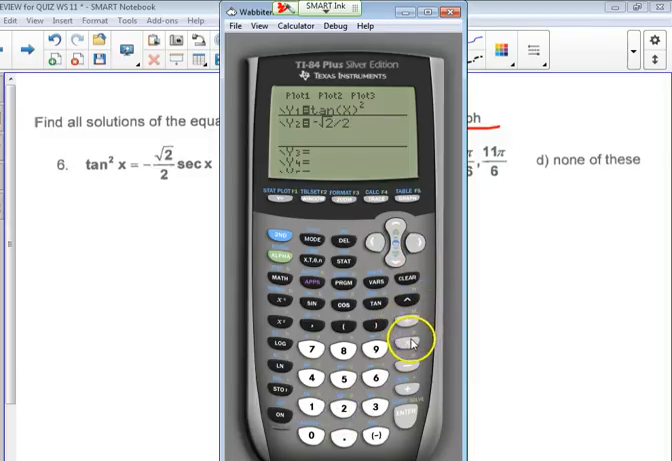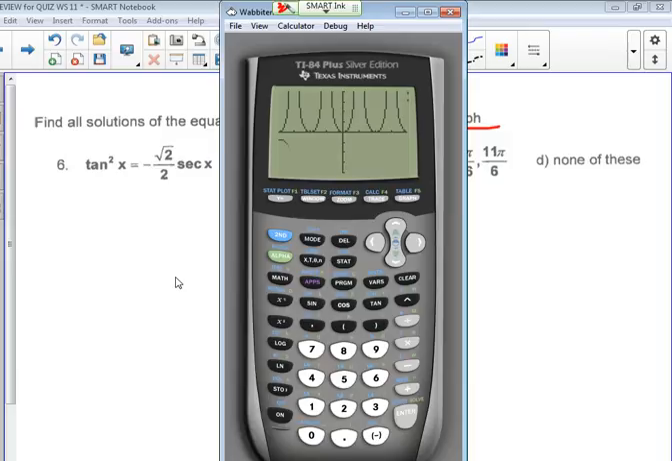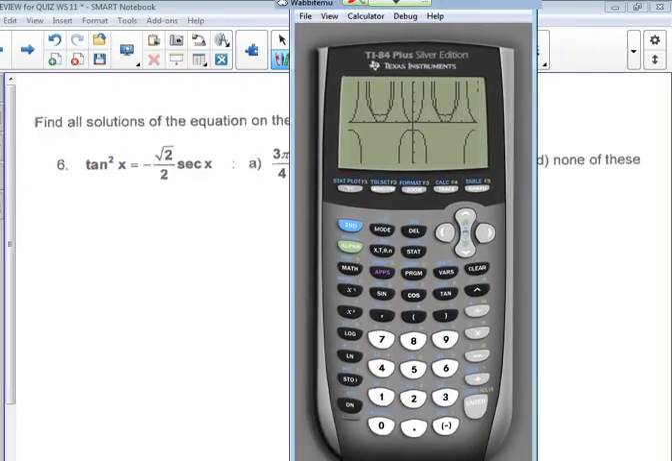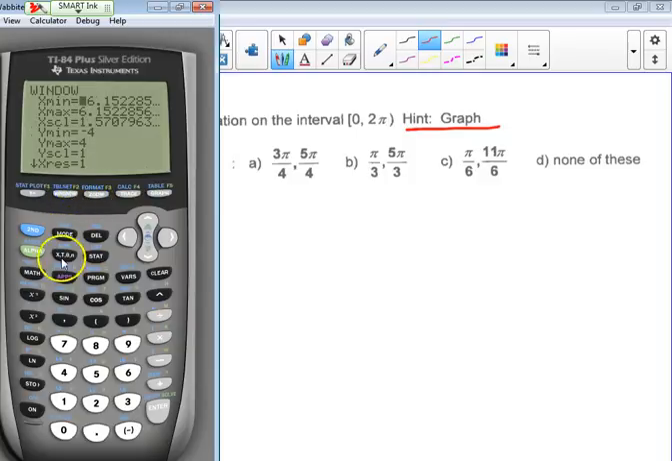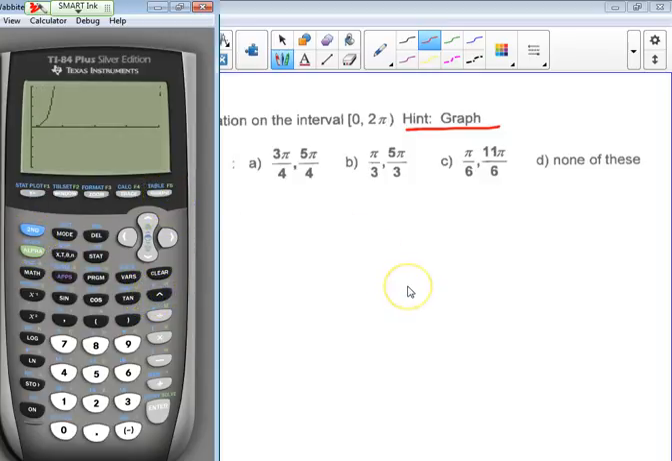Then how do we do secant? So 1 divided by cosine. All right. Now, a couple things are going on. I'm getting some intersection points, but did this have something in the directions? I did say 0 to 2 pi. So I'm going to go change my window for x to 0 to 2 pi exactly, so that I know I only really care about the intersection points that are in this window.